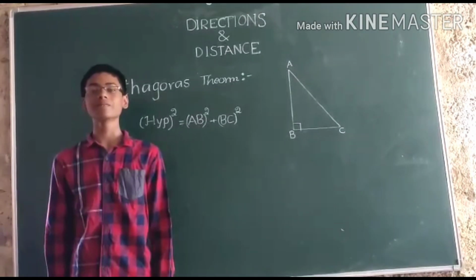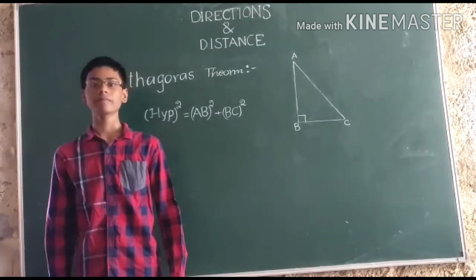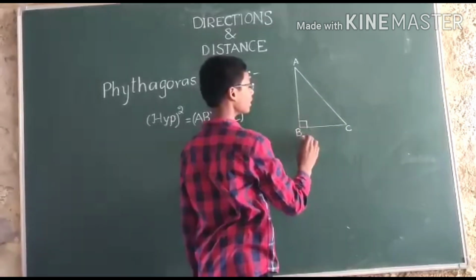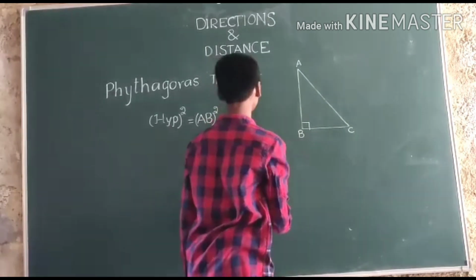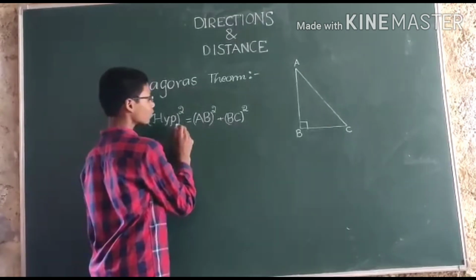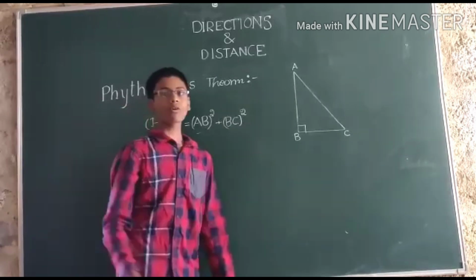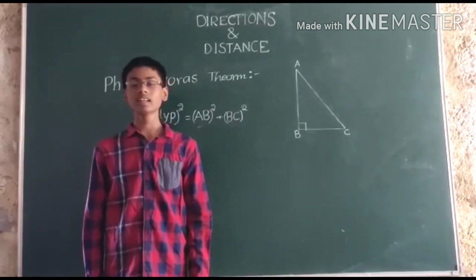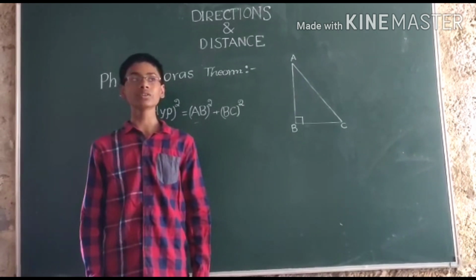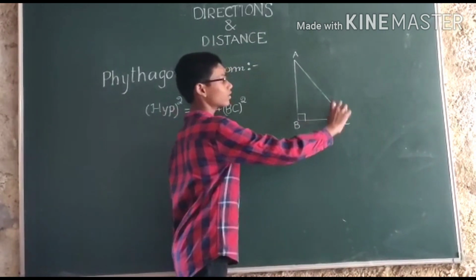What is Pythagoras theorem? The famous mathematician Pythagoras discovered Pythagoras theorem. Here AC is the hypotenuse and AB and BC are the remaining two sides of a triangle. The formula for this is hypotenuse square is equal to the sum of the remaining two sides square. And what is the hypotenuse? It is the largest side of a right angle triangle, or the side opposite to the right angle is called hypotenuse. Here AC is the hypotenuse.